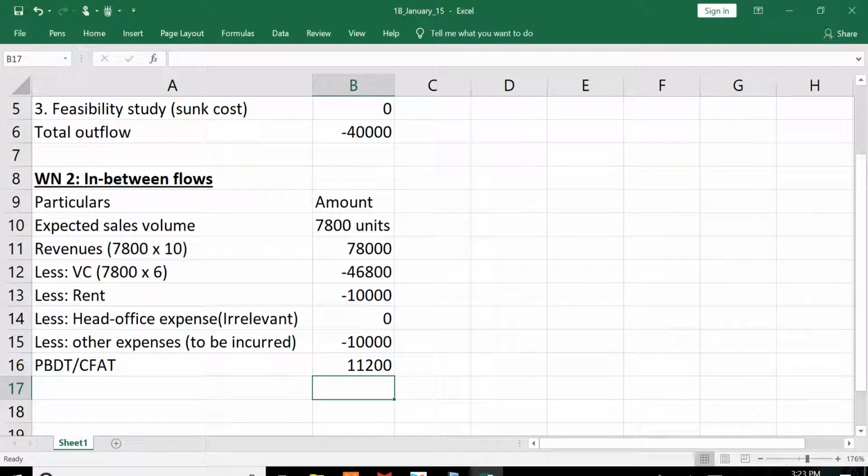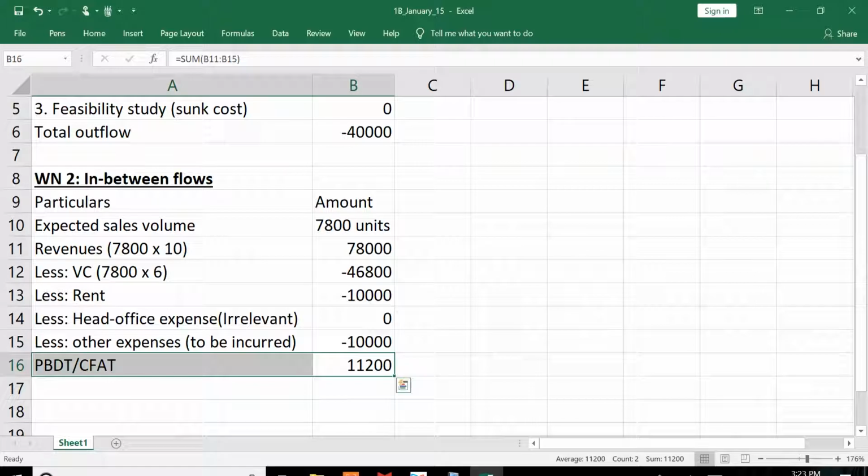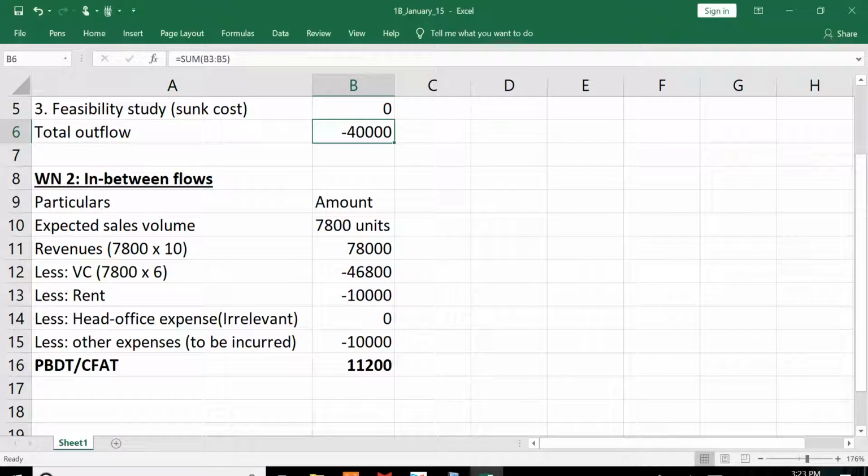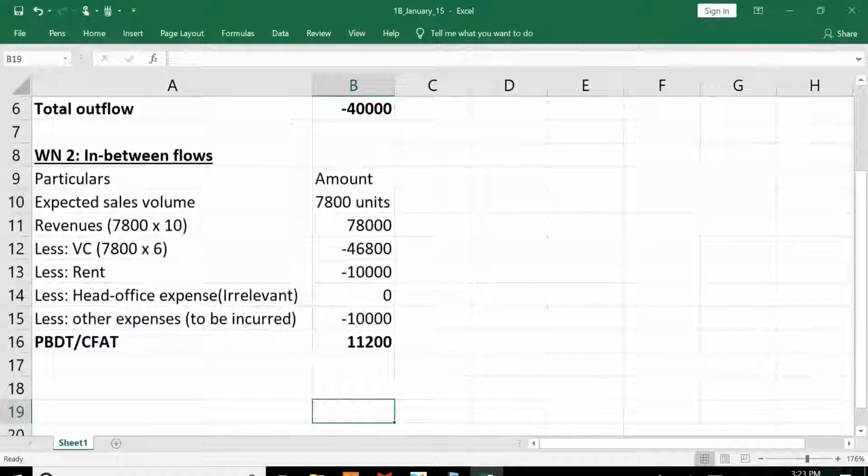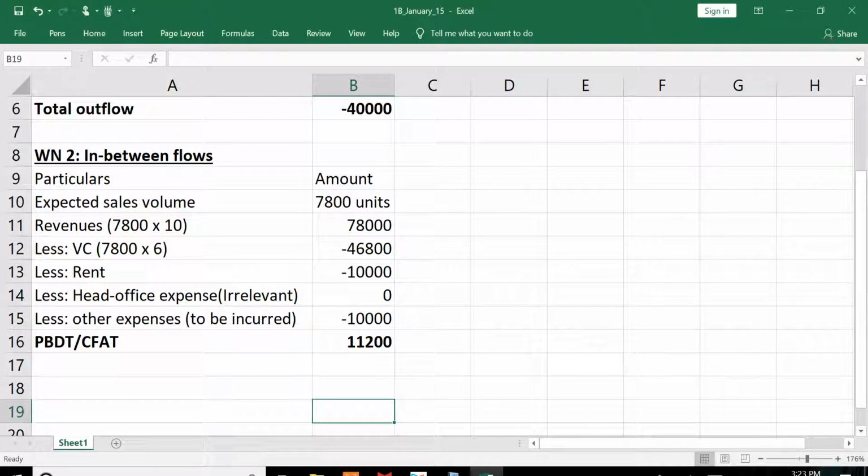Major bulk of the analysis will focus on relevant costing, which you will learn in cost accounting. That is where you will learn about relevant costing, and that will keep coming here. PBDT/CFAT is 11,200. Clear?